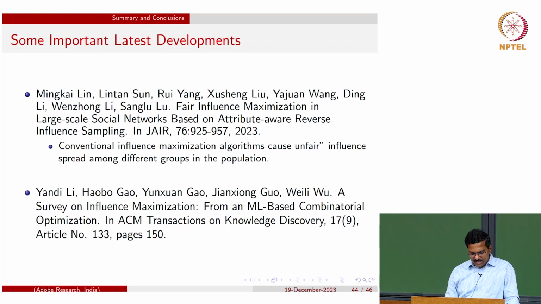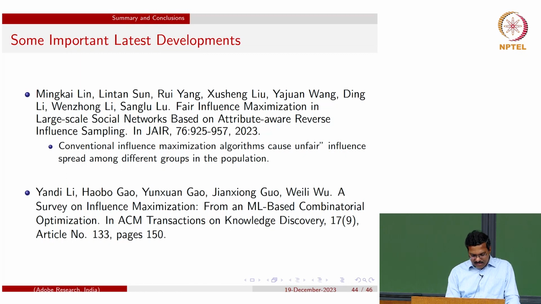The first one is a 2023 paper. What it is doing is fair influence maximization in large scale social networks based on attribute aware reverse influence sampling. That is the name of that paper. It appeared in JAIR, the Journal of Artificial Intelligence Research. This is one of the top notch journals for AIML type of works.